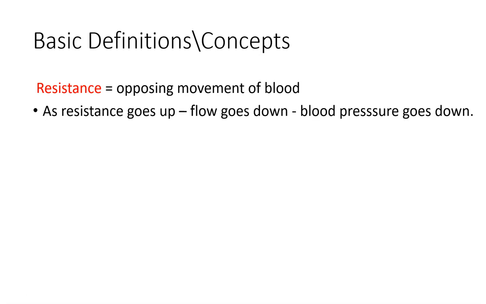When resistance goes up and flow goes down, blood pressure goes down. So the blood pressure that you'd get close to the heart is going to be much higher than the pressure that you would get in the arterioles or the capillaries of the body.